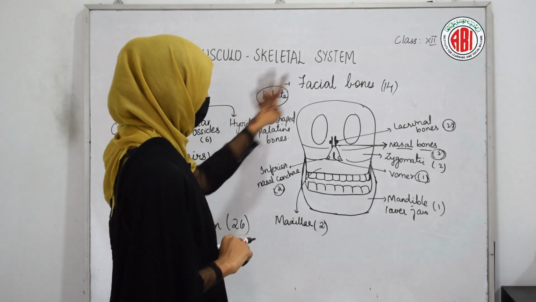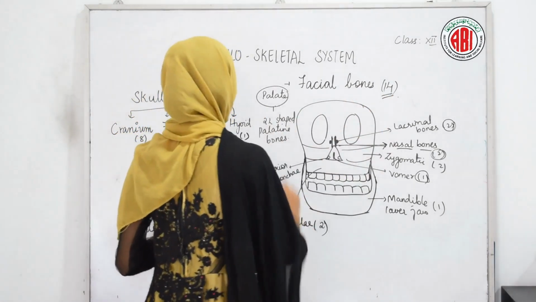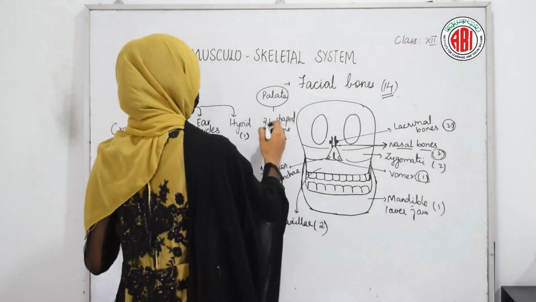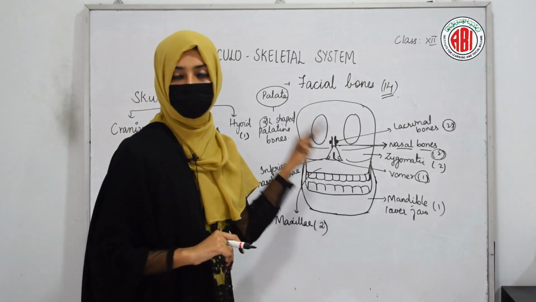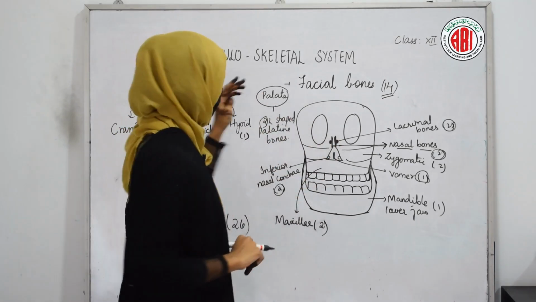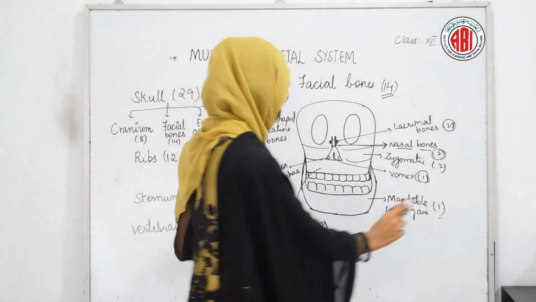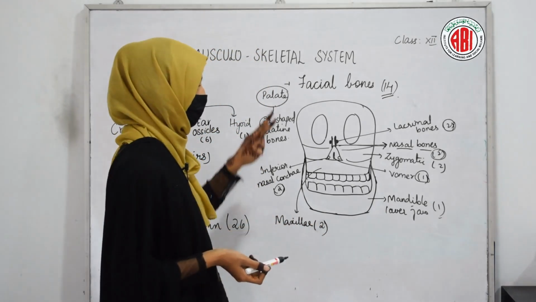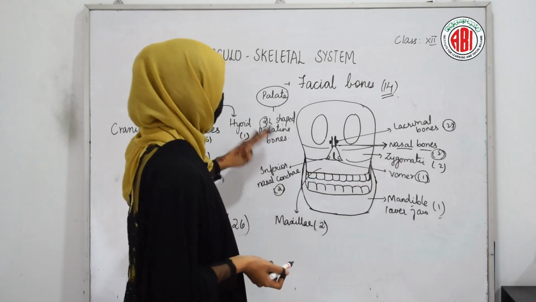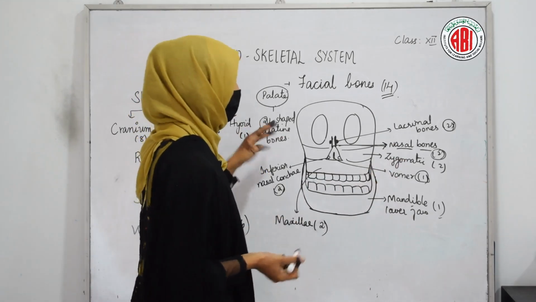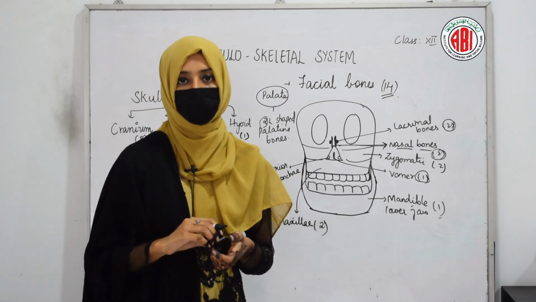So when you add all these bones, it will be 14 in number. Let us see. 2 palatine bones plus 7 bones, which are 7 different bones found in our nose. 7 plus 2, 9. 1 mandible, 10. 2 maxillae, 12. And 2 zygomatic bones, 14. In this way, all the facial bones together, if we sum them up, will be 14 in total.